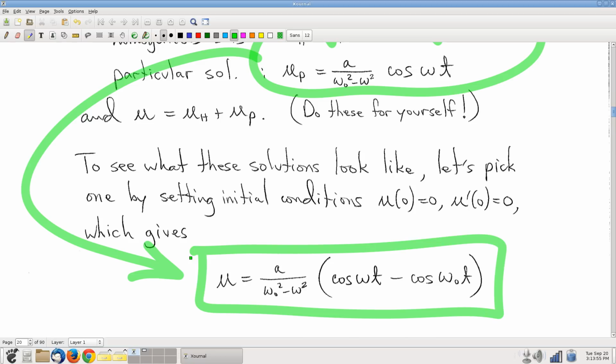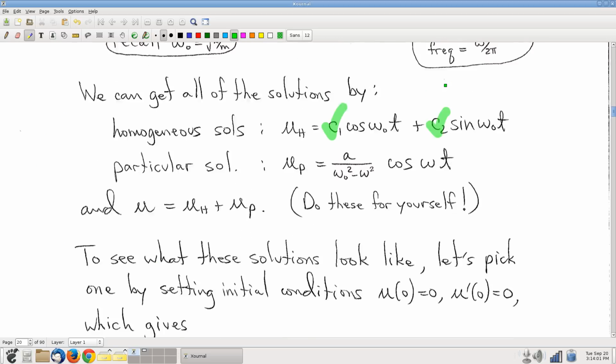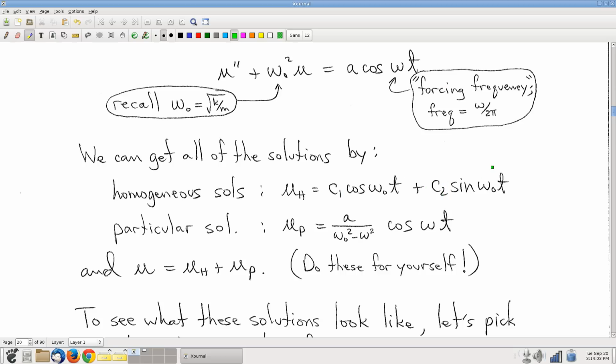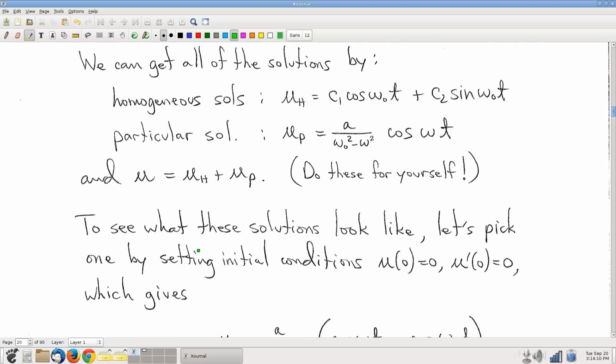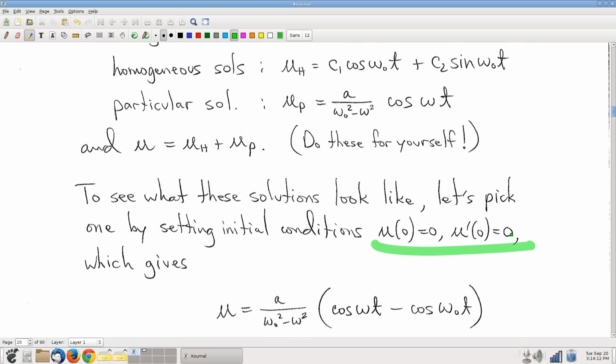Okay, now again, I've skipped over a lot of details there. I think this would be a great exercise for students to do on their own. Everyone should do this. Make sure you can get these homogeneous solutions. Make sure you can derive this particular solution, and make sure that you can use these initial conditions to find the solution to the initial value problem that looks like this.